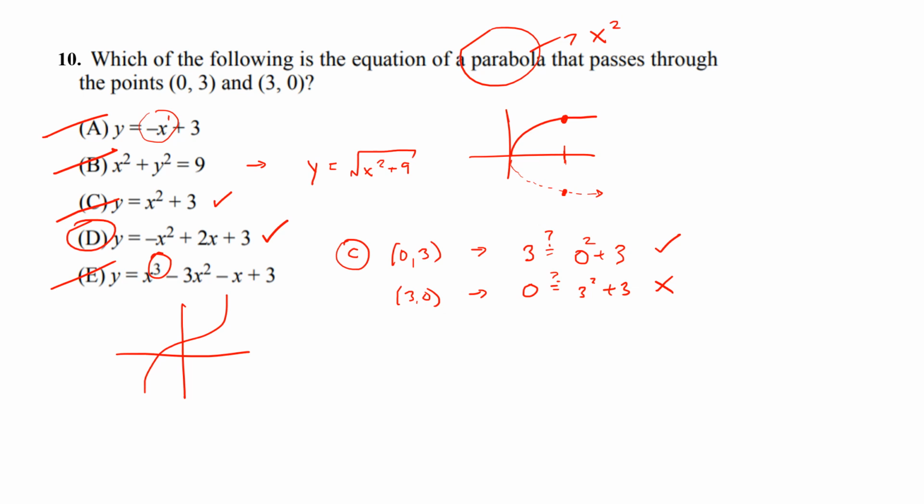A second way to do this, and I won't show it here, is to simply graph those two parabolas on your calculator, and you can very quickly tell, because they're very easy coordinates, which ones pass through 0, 3, and 3, 0. So D here is our answer.